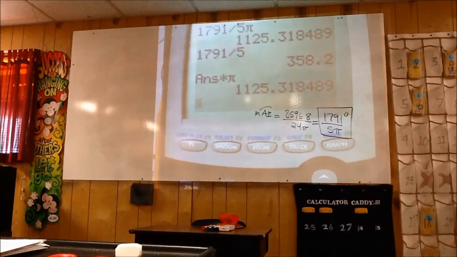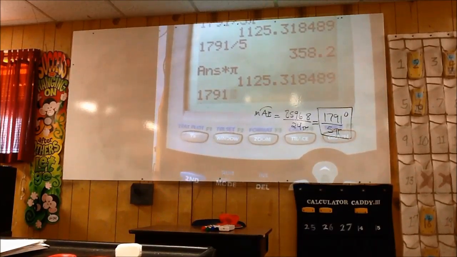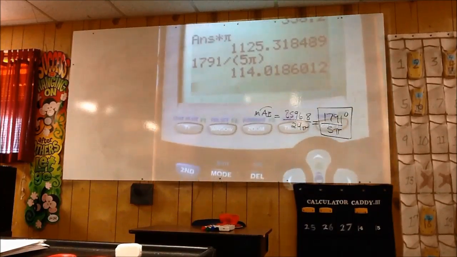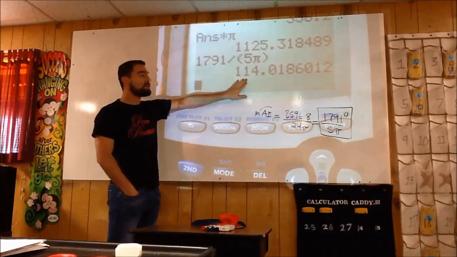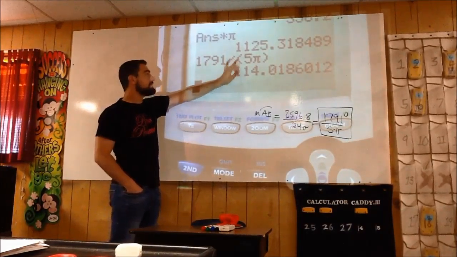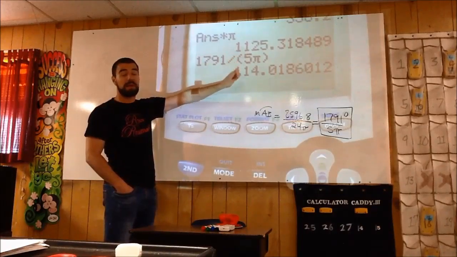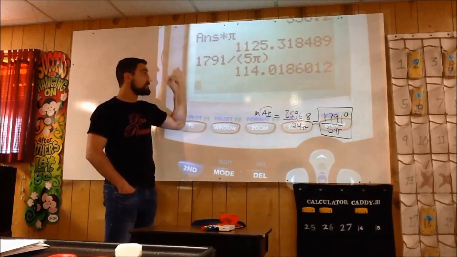But we obviously know that's not the case. There's no way that minor arc can ever measure 1,125. So what needs to happen is you need to be diligent about using parentheses. Just like I said last class, parentheses are your friend. So we need to put parentheses around our denominator, 5 pi. When we use our calculator correctly, then we're going to get a more reasonable answer. The measurement of that arc is 114. You have to put parentheses around your denominators, especially when there's pi involved, because your calculator is going to strictly do what it says.